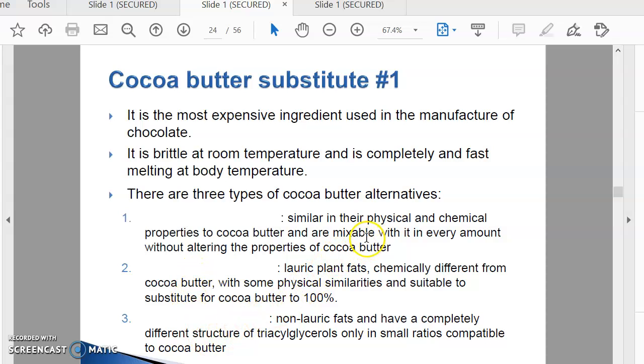Okay, so the first one is similar in physical and chemical properties, but different from cocoa butter. That means you use something that is equivalent. The second one is lauric plant fat, chemically different from cocoa butter, but with some physical similarities. And the third one is non-lauric fat, which has a completely different structure and is compatible with cocoa butter only in small ratios. So when you use this technique, you must make sure that although they have different characteristics, they can impart similar flavor, texture, and so on, so that your product won't be so different from one using normal cocoa butter.